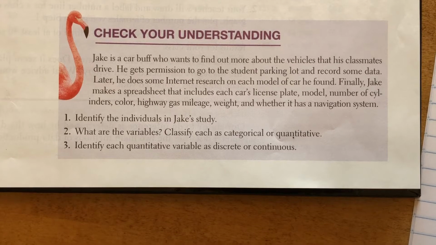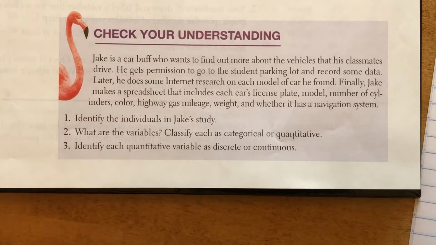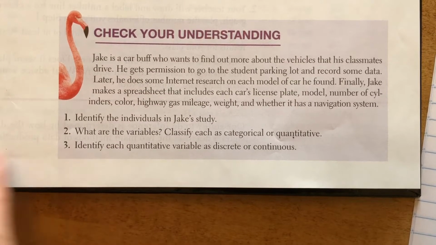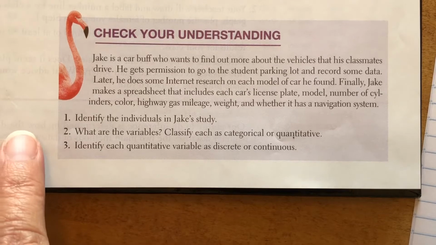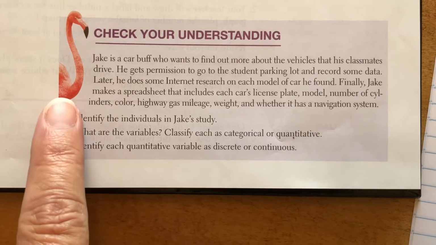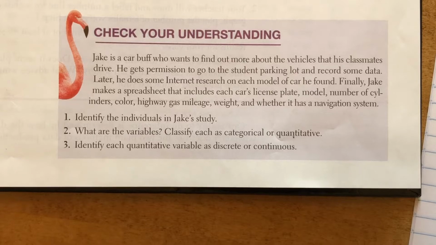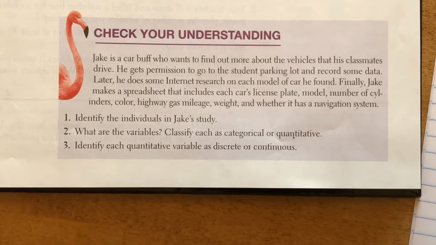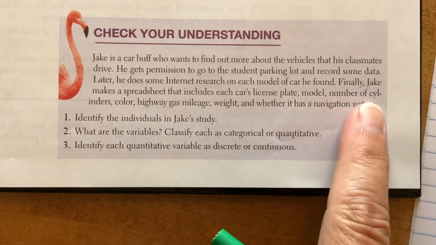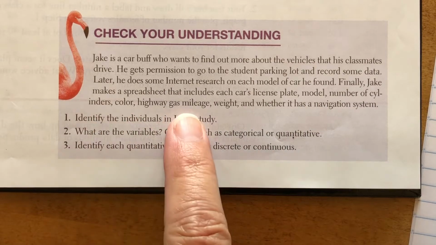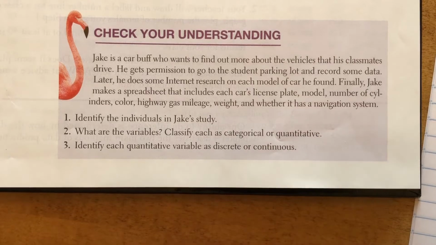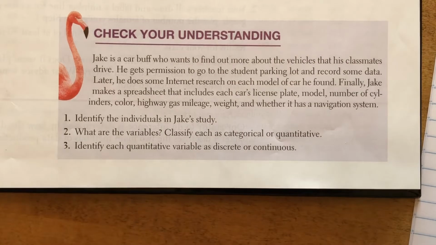We're going to go over the Check Your Understanding on page 5. Jake is a car buff who wants to find out more about vehicles that his classmates drive. He gets permission to go to the school parking lot and record some data. Later, he does some internet research on each model of car he found. Finally, Jake makes a spreadsheet that includes each car's license plate, model, number of cylinders, color, highway gas mileage, weight, and whether it has a navigation system. Okay, so let's answer these questions.